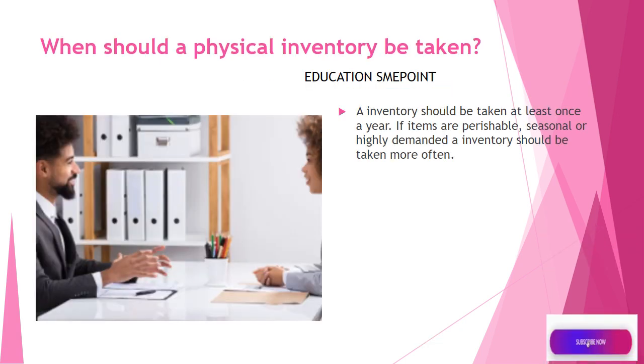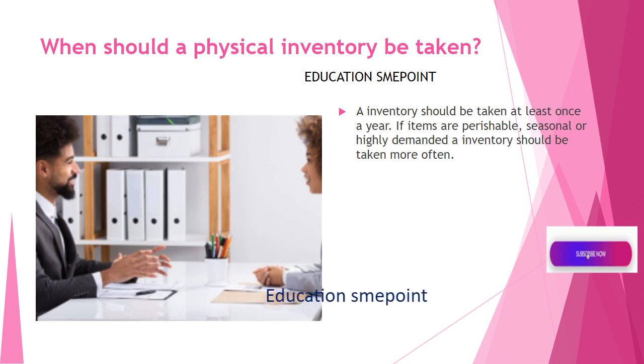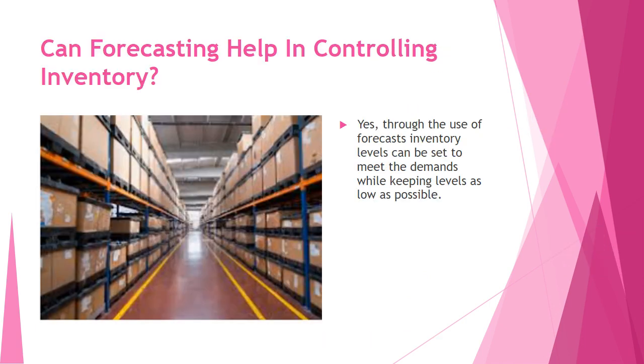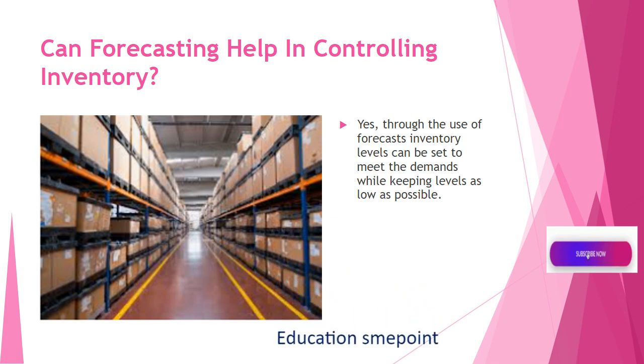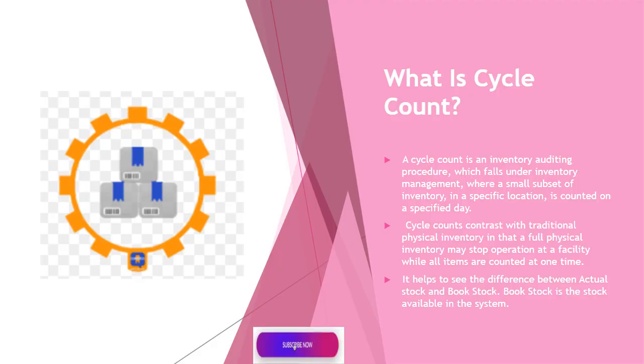When should a physical inventory be taken? An inventory should be taken at least once a year. If items are perishable, seasonal, or highly demanded, an inventory should be taken more often. Can forecasting help in controlling inventory? Yes, through the use of forecasts, inventory levels can be set to meet the demands while keeping levels as low as possible. What is cycle count?